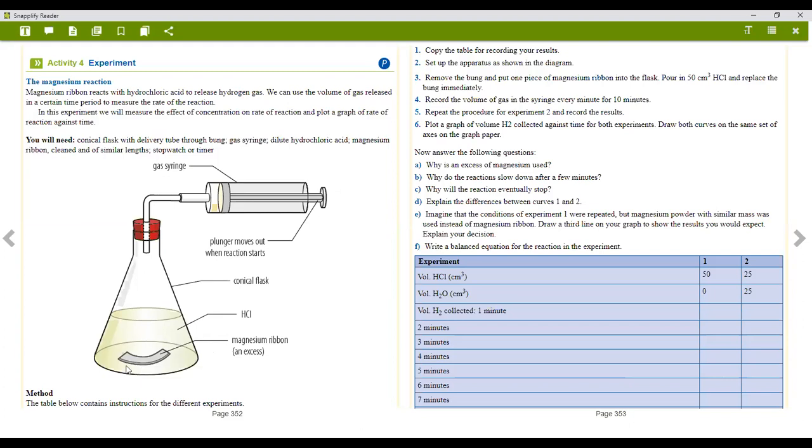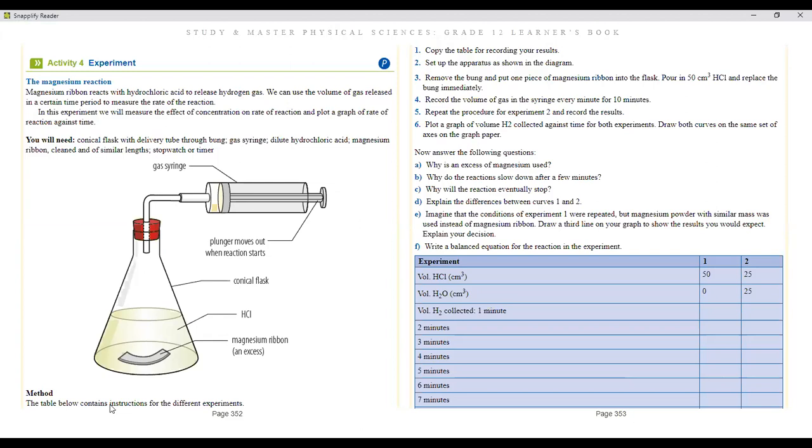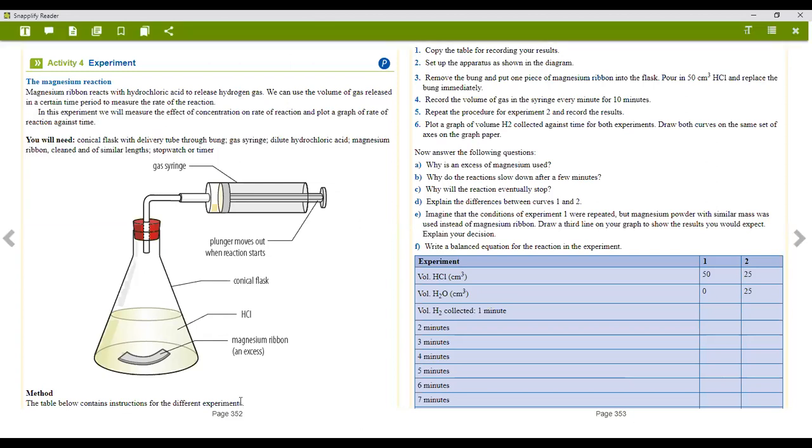So what is the method that we're going to use for this experiment? The table below contains instructions for the different experiments. The first one, you're going to copy the table for recording your results, okay? You're going to set up the apparatus as shown in the diagram, which is this one. Then you remove the bung and put one piece of magnesium ribbon into the flask. Pour 50 centimeter cube of hydrochloric acid and replace the bung immediately, okay? Which means that now it's closed. It's ready for your reaction to take place. So now that this bung is closed up, your reaction starts taking place, right?